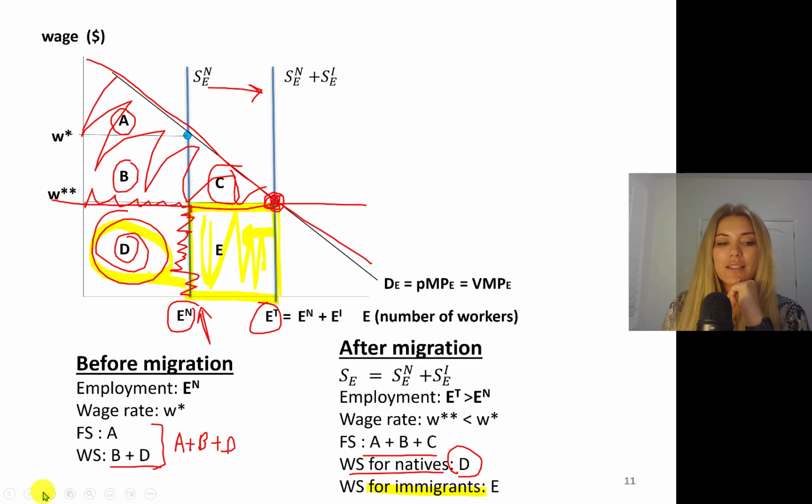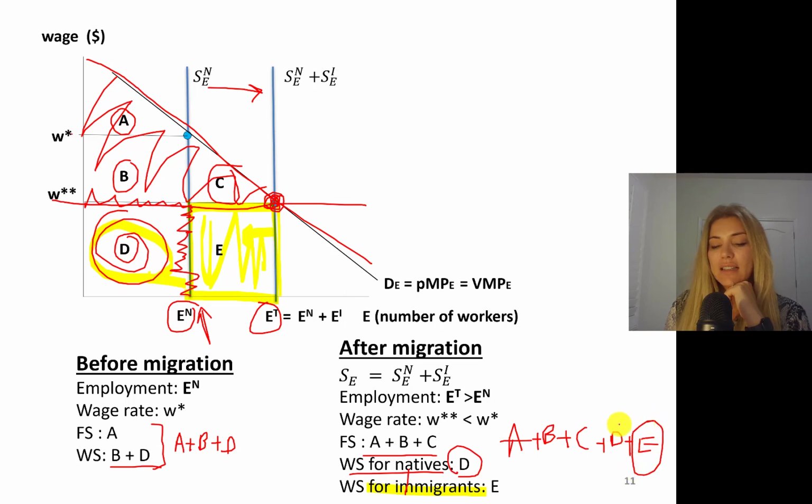Okay, so if you look at this, actually we have total surplus of A, B, C, D, and E. So lots of areas are gained, right, from migration. So you gain E, that goes to the migrant workers, and C is gained by companies here compared to this, right?